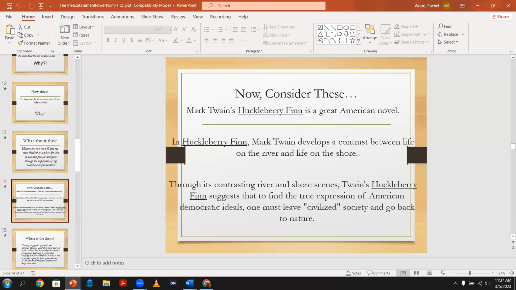All right, so that's a little bit more focused, but it still needs more. So this third one: through its contrasting river and shore scenes, Twain's Huckleberry Finn suggests that to find the true expression of American democratic ideals, one must leave civilized society and go back to nature. So that has a little bit more focused area in it.